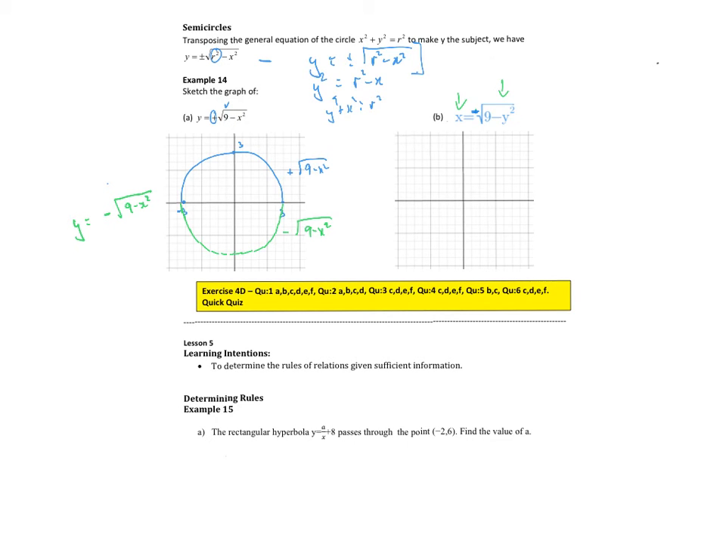So again, I've got radius of 3, which we'll leave up there and down to there, except I'm only going to sketch where the x values are negative. So I've got this section of the graph and that section of the graph. And conversely, if I want x equals the positive square root of 9 minus y squared, I'm going to have that section.